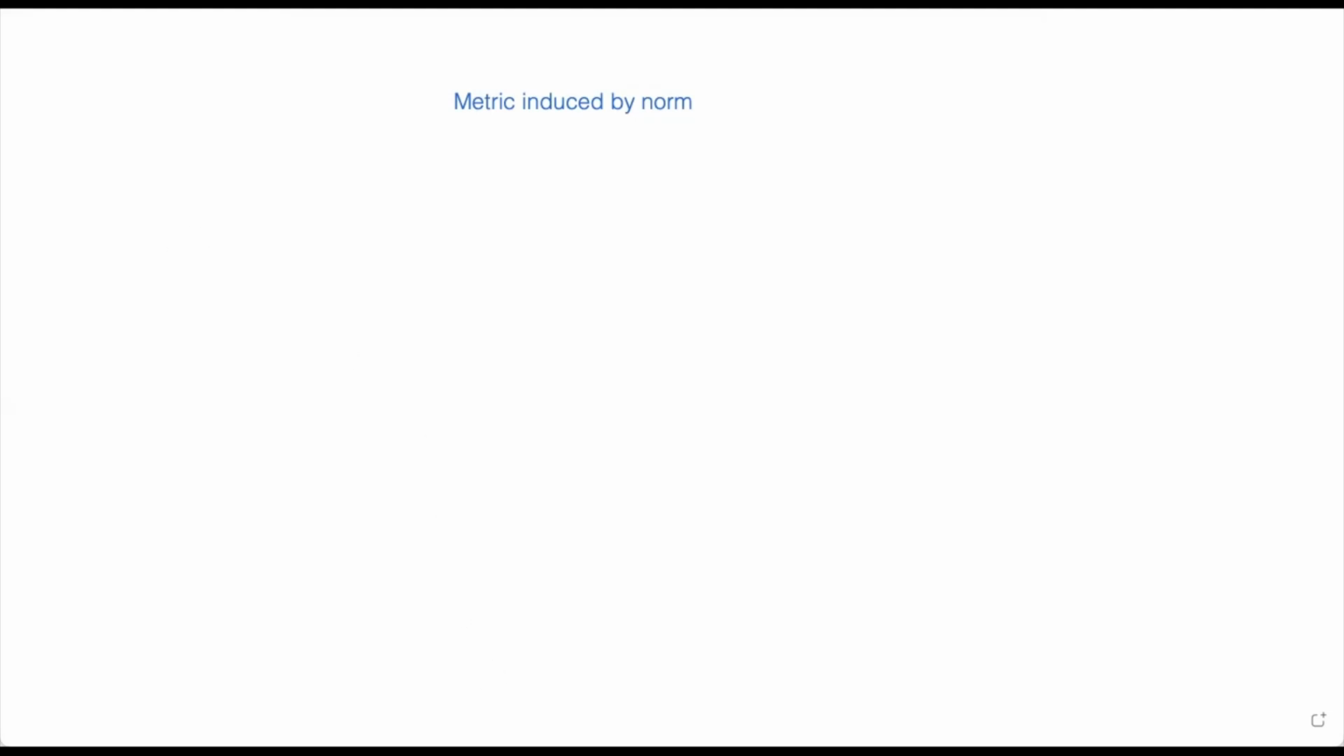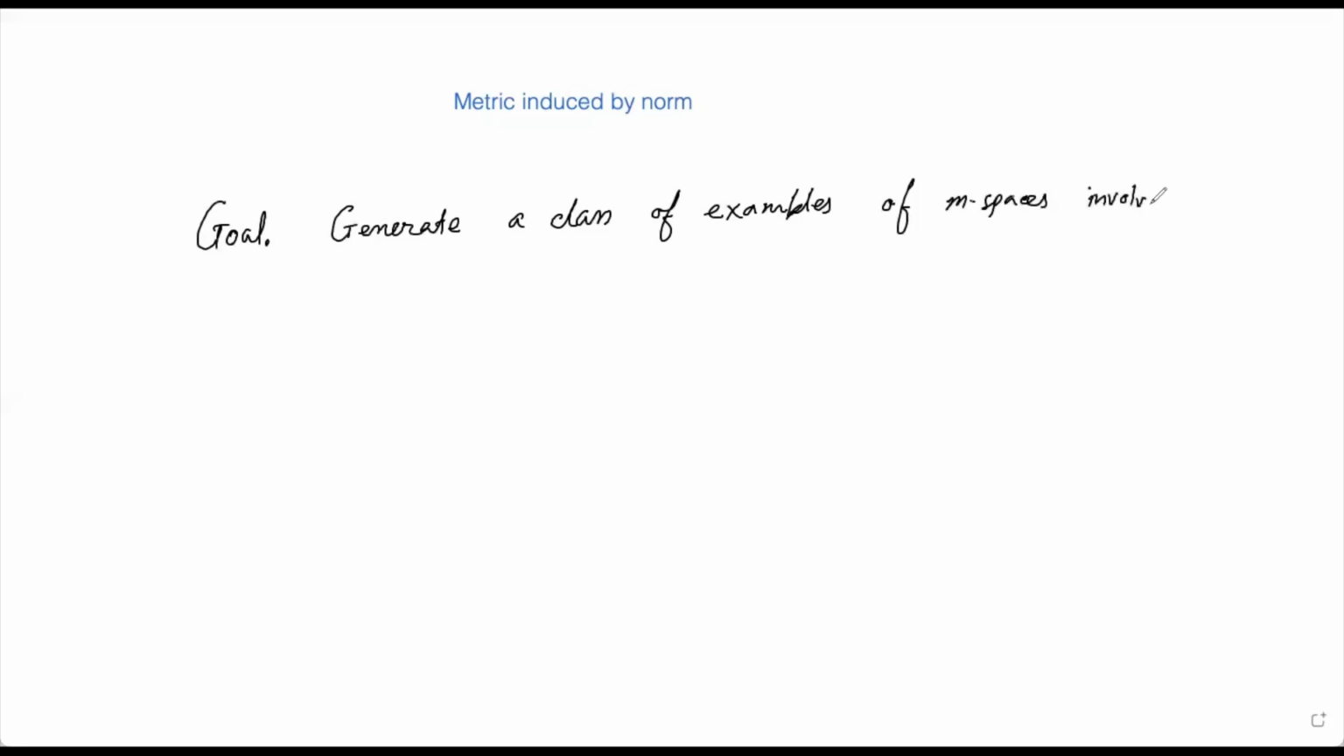Goal of this lecture is following. Generate a class of examples of metric spaces involving vector spaces over set of all reals equipped with norm, and a vector space equipped with norm. This is known as norm linear space.